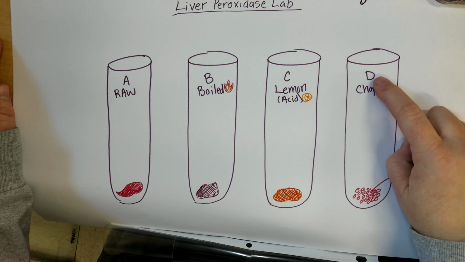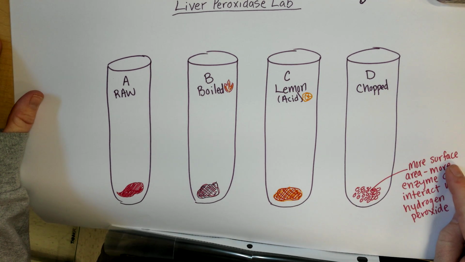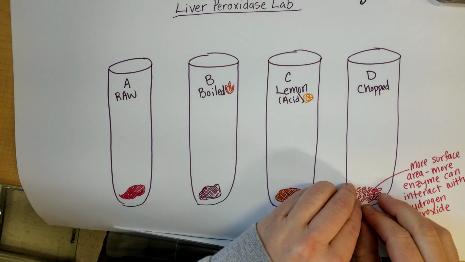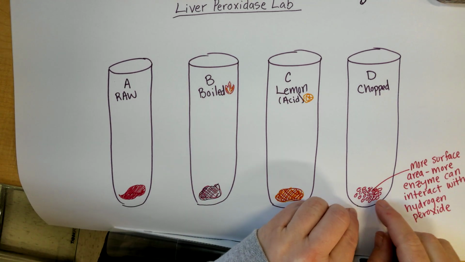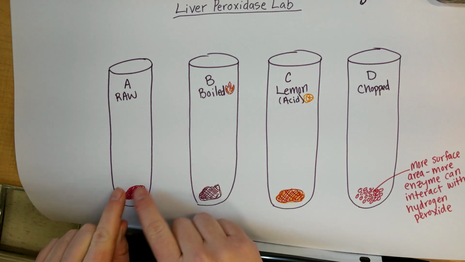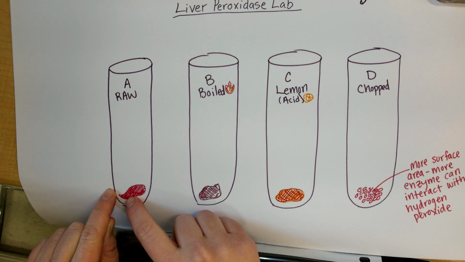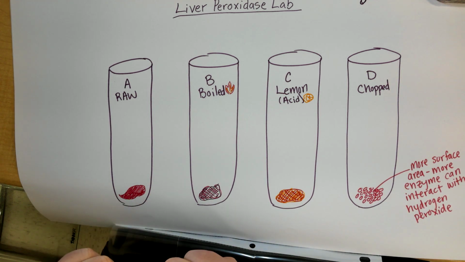And then in D, we chopped up the liver because more surface area means more enzyme can interact and touch the hydrogen peroxide to help break it down. So this would be like having 1,000 pairs of scissors instead of just 100 pairs of scissors because the enzyme is only on the surface, on the outside of the enzyme that can touch the hydrogen peroxide.